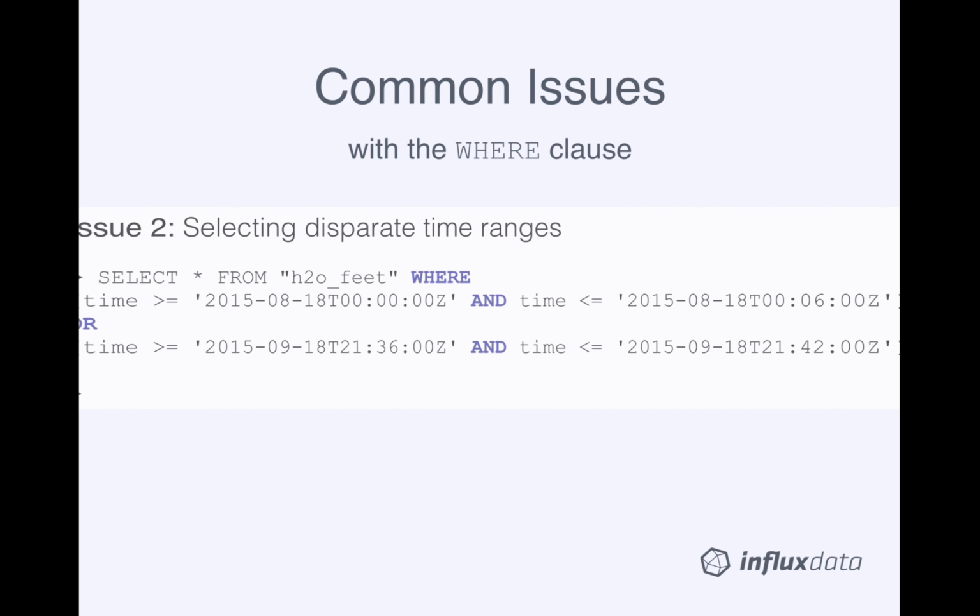The second common issue is what happens if you attempt to select disparate time ranges. So if you try to select a time range that includes a gap in time. This query attempts to select 2 separate time ranges. The first is on August 18, 2015, between midnight and 6 minutes after midnight, and the second is on September 18, 2015, between 9:36 p.m. and 9:42 p.m. If you attempt to do something like this, your query will return no results and you will not receive an error. Currently, InfluxDB doesn't support that kind of time range in the where clause.